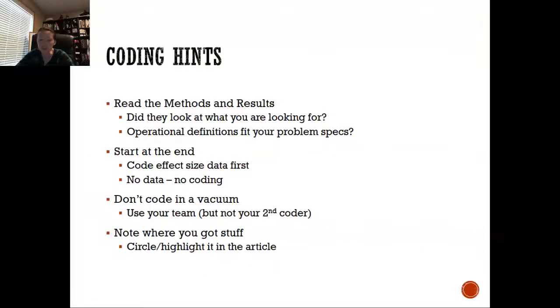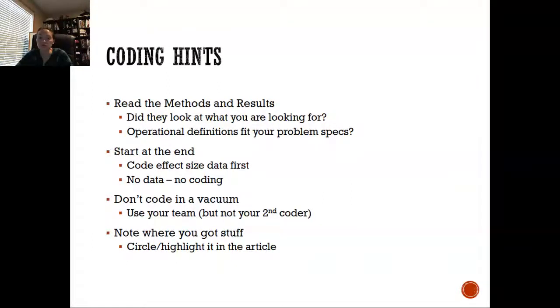So I want you to start at the end and code the effect size data first. Because if what you find in the article is that there's not enough data to code an effect size, then we actually don't need to code all of the rest of our data. So start at the end, make sure you can find what you need, because you absolutely have to have an effect size for it to be included in the analysis.